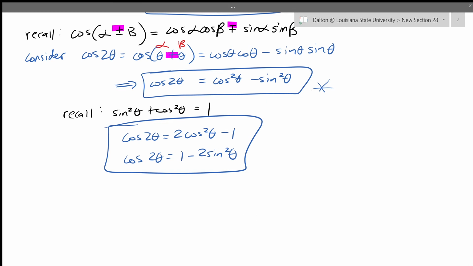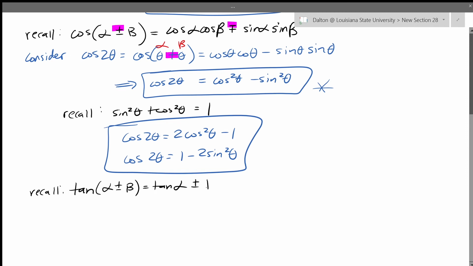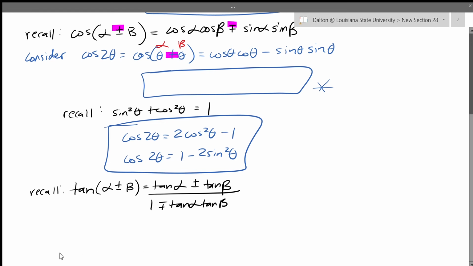And the last double angle identity we're going to use is going to be, if we recall the tangent addition and subtraction identity, the tangent of alpha plus or minus beta is equal to tangent of alpha plus or minus tangent of beta all over 1 minus or plus tangent alpha tangent beta. Okay, so that's just the addition and subtraction.